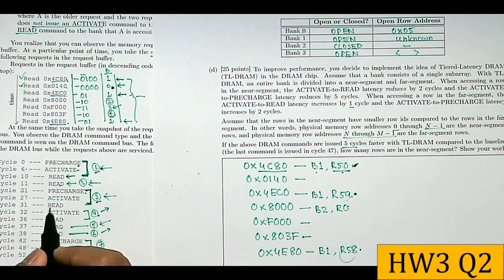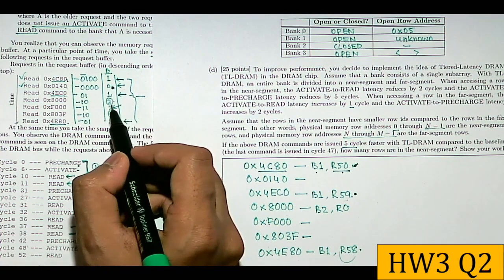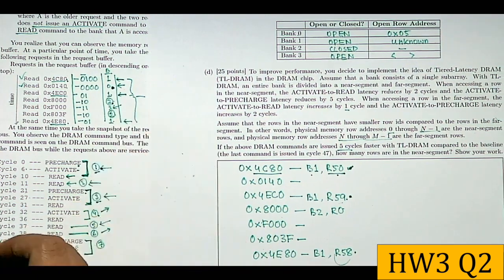Now let's move on. This is the read request, and the read request is done. Now let's see. This is the activate request, the fourth request. The fourth request is going to bank 2, which is completely independent. So we can simply issue it on 28.